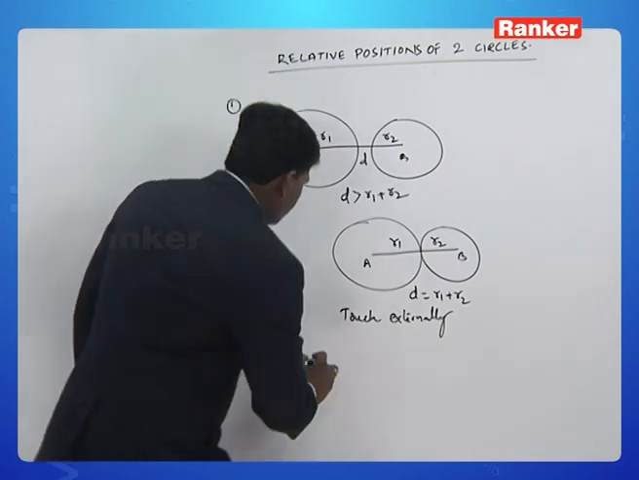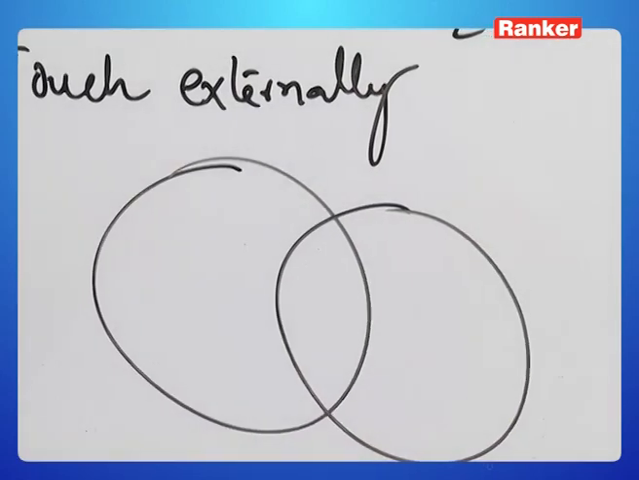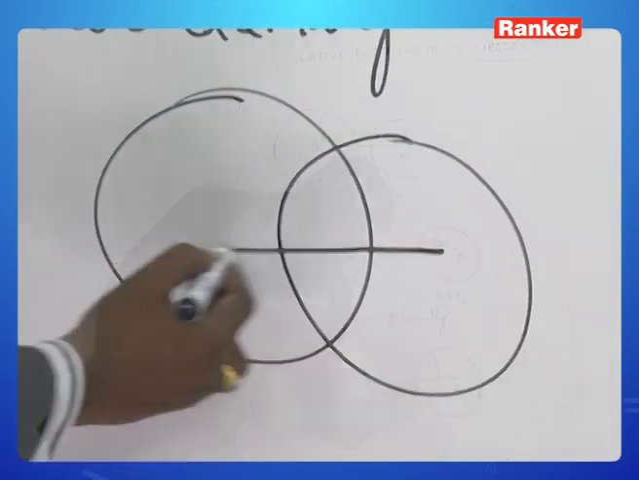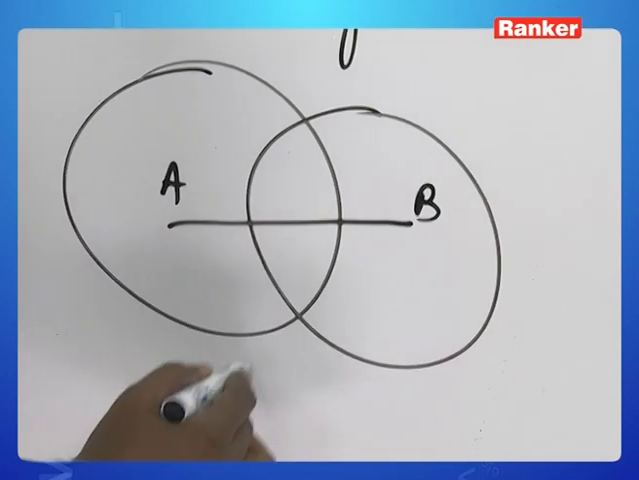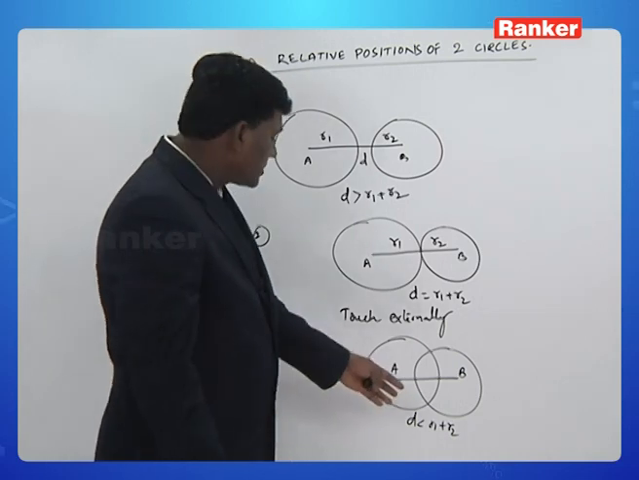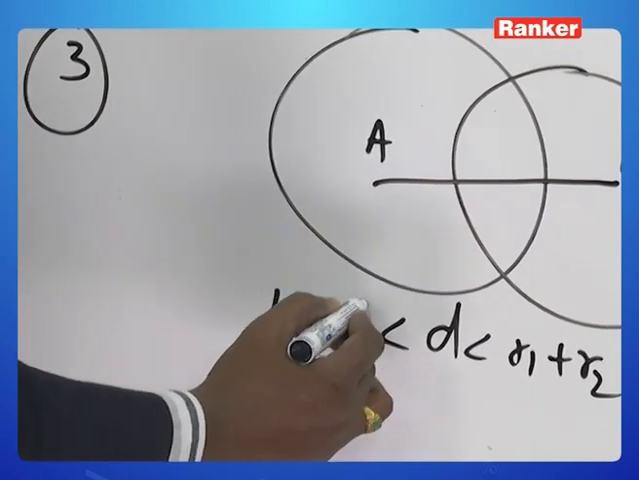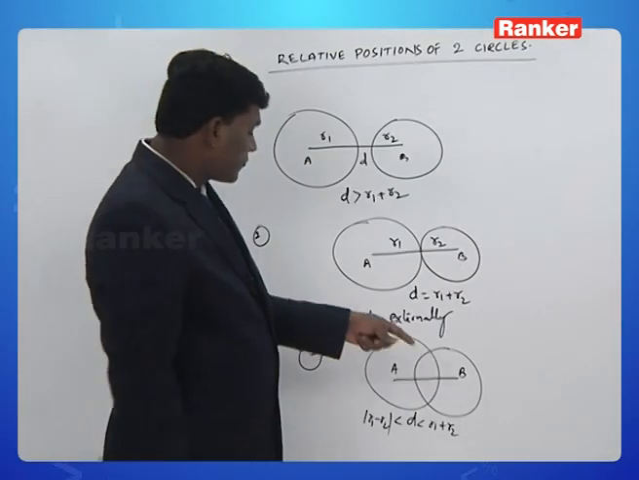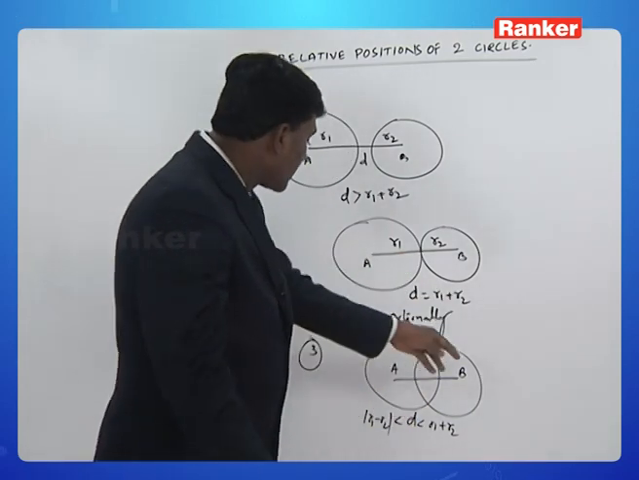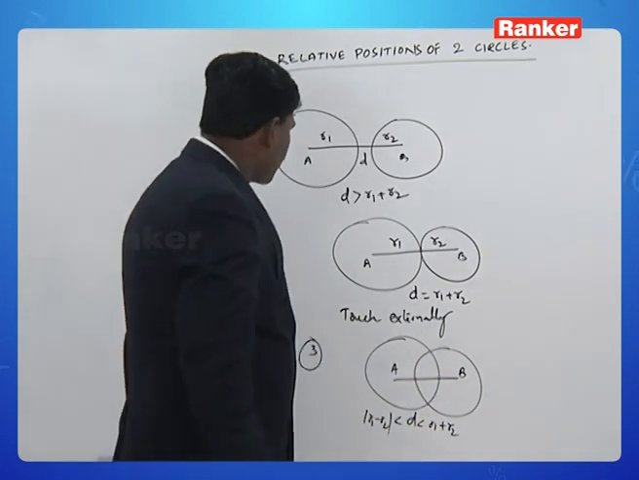Next case, still if they are coming closer to each other, like this, they cut each other at two distinct points. In that case, distance between centers will be less than the sum of these two, R1 plus R2. And also we can show that this is more than the difference of these two radii. If distance between centers lies between the numerical difference and sum of the radii of the given two circles, they cut each other at two distinct points.